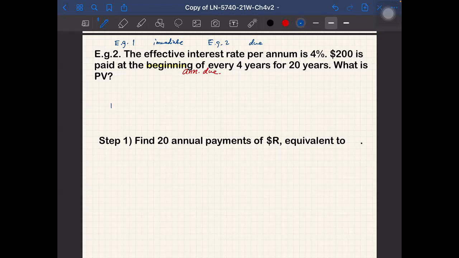Now we think about the time diagram again. We have 20 years. The first payment is at time 0 because the $200 is paid at the beginning of every 4 years. The second payment is at 4, the third payment is at 8, and 12, 16, and 20.